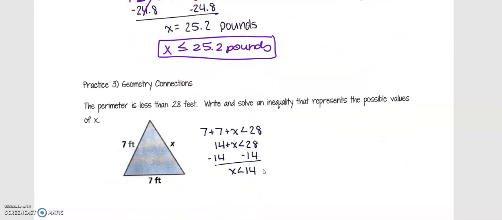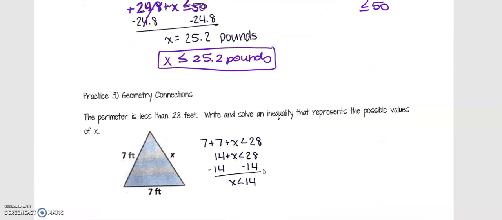And then this next word problem, the last one of this section, it says the perimeter. Remember, perimeter is the sum of the sides. The perimeter is less than 28. So right away, I'm going to go less than 28. Write and solve an inequality that represents the possible values of x. I'm going to add up the sides because that's a perimeter. 7 plus 7 plus x. I'm going to combine like terms. That gives me 14 plus x is less than 28.